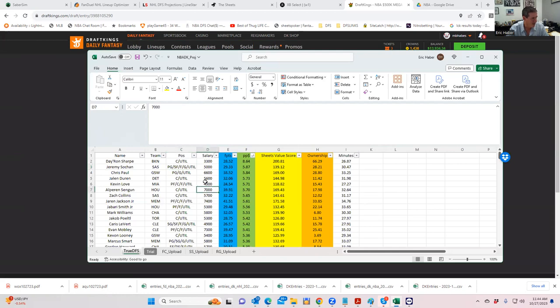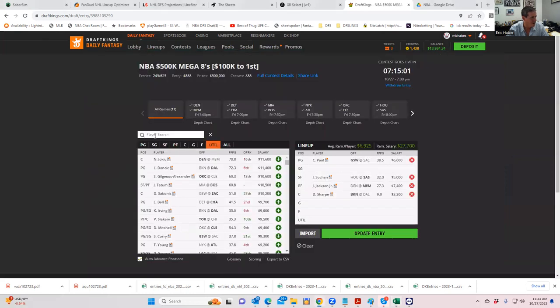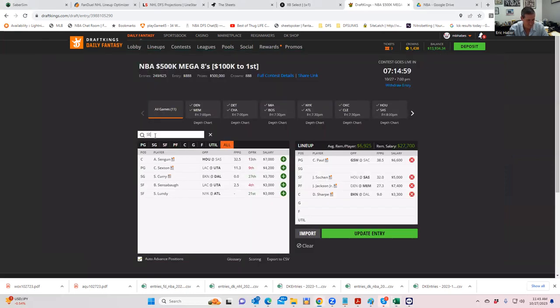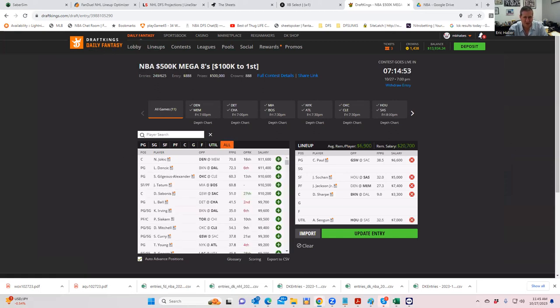I think it's probably going to be a double center build until DraftKings kind of messes with their prices a little bit. So I guess we go right back to Sengun again. You know, he's high on this list. We'll go back to Sheets value score. He's pretty high on this list as well. So we'll do Sengun as that double center. Put him at 7K. And this is kind of like our core. You know, this is kind of what we want to do.